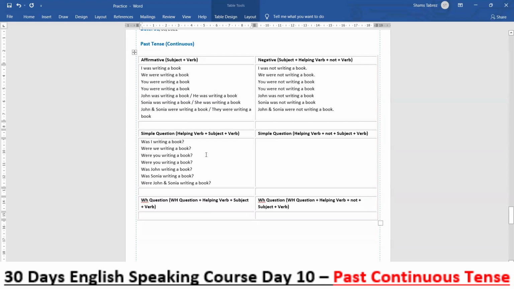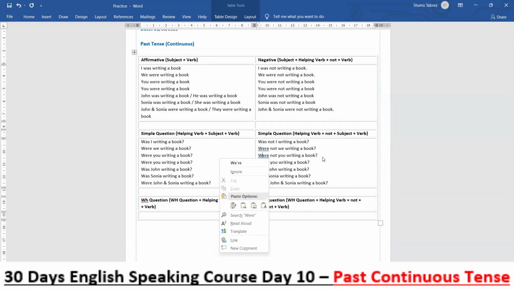And if we would like to add not in a simple question, then the word not comes right after the helping verb. Was not I writing a book, were not we writing a book, were not you writing a book. All right, so in this way, the not will be added to the sentence as per the requirement.